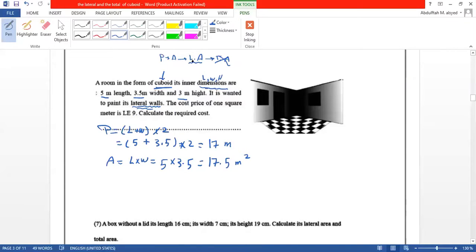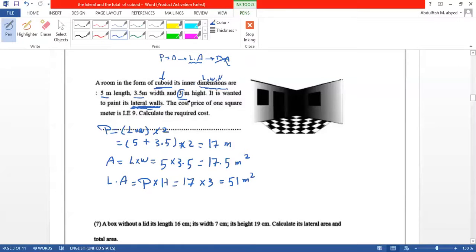Okay, now you can find the lateral area. So the lateral area equals, the rule is perimeter times height. The perimeter is 17 times the height, what's the height? It is 3 meters. So 17 times 3 equals 51 meter squared. Okay, now he asked you to find the lateral walls only, so you don't need to find the total area.